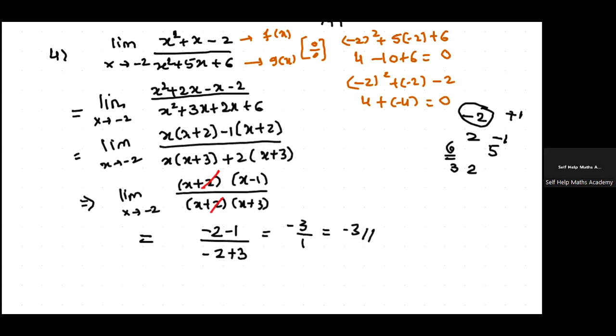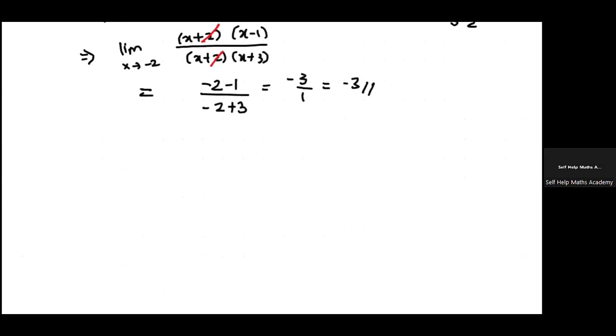Now let's see another example of this kind. We will have, say, limit of e to the power x divided by 1 minus e to the power x, as x is tending to, say, 0. This is the problem. Now again, this is a rational function. As you observe carefully, this is your f of x and this is your g of x.